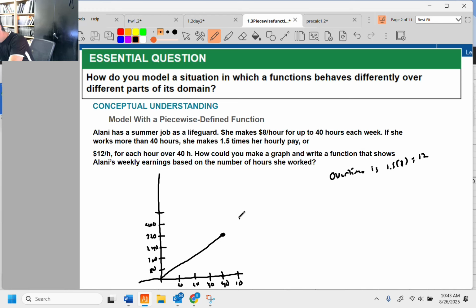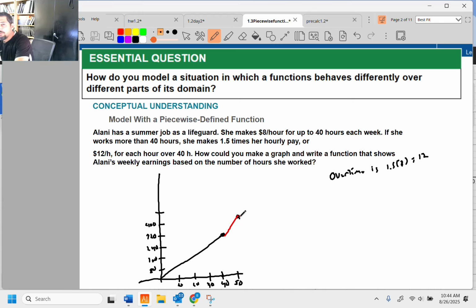Kind of hard to show it, but the slope is going to get higher. It's going to take off a little more. That's what happens on a graph. You can see it's two different pieces of two different functions. Now, that's the idea of the graph.